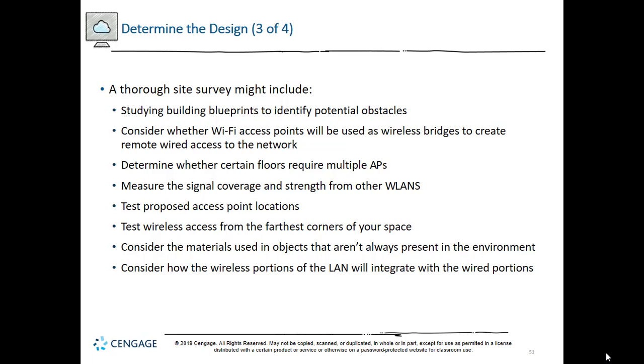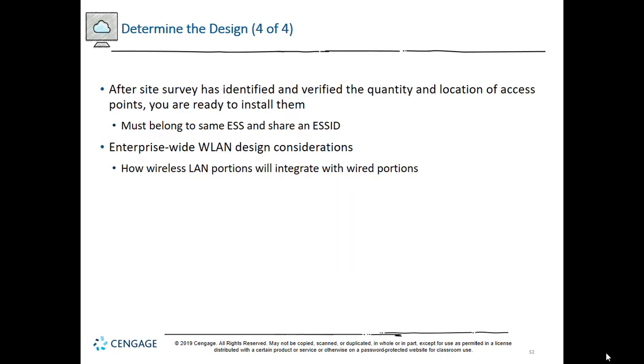You always want to make sure that you test your locations, test the farthest corners of the spaces. You want to identify any dead spots and make sure that those dead spots where there's no wireless signal are not going to be an area of your network that is of great concern.